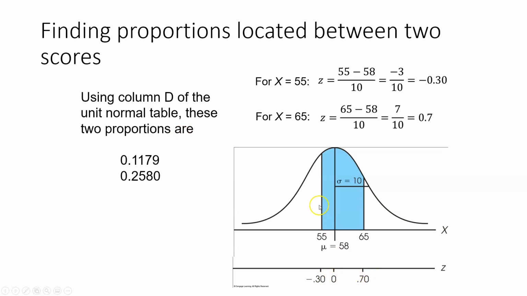If you go to the table, you should see that negative 0.3 is associated with 0.1179, positive 0.7 is associated with 0.2580, and those correspond with this section and this section. You can add those two together, and that tells you that 37.59% of people are traveling between 5 under and 5 over the speed limit.